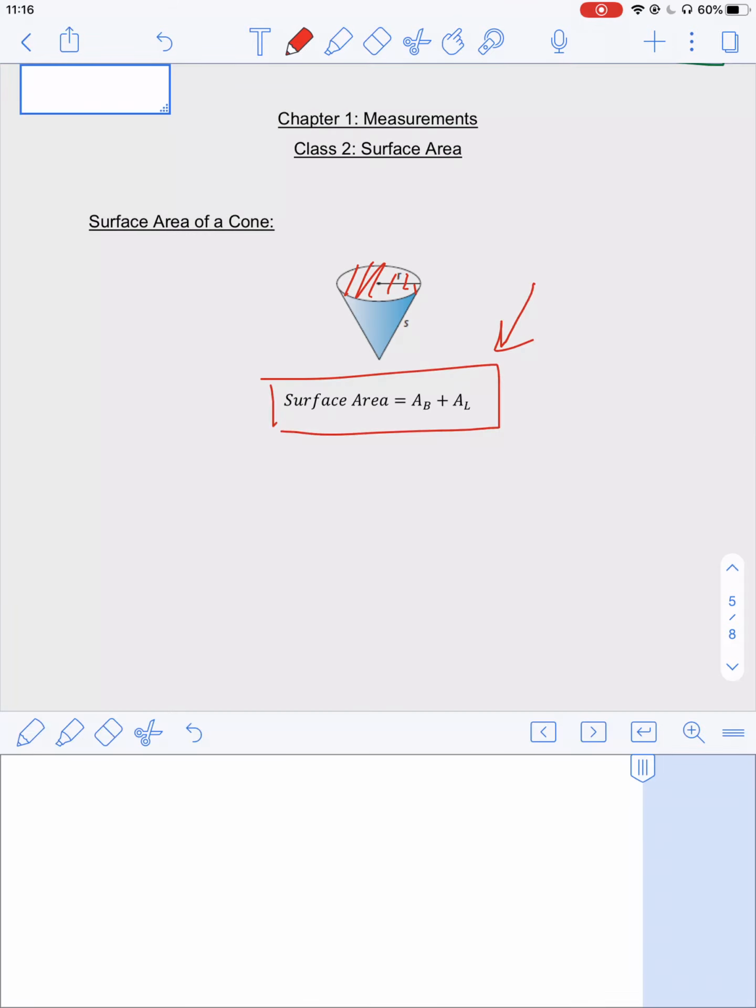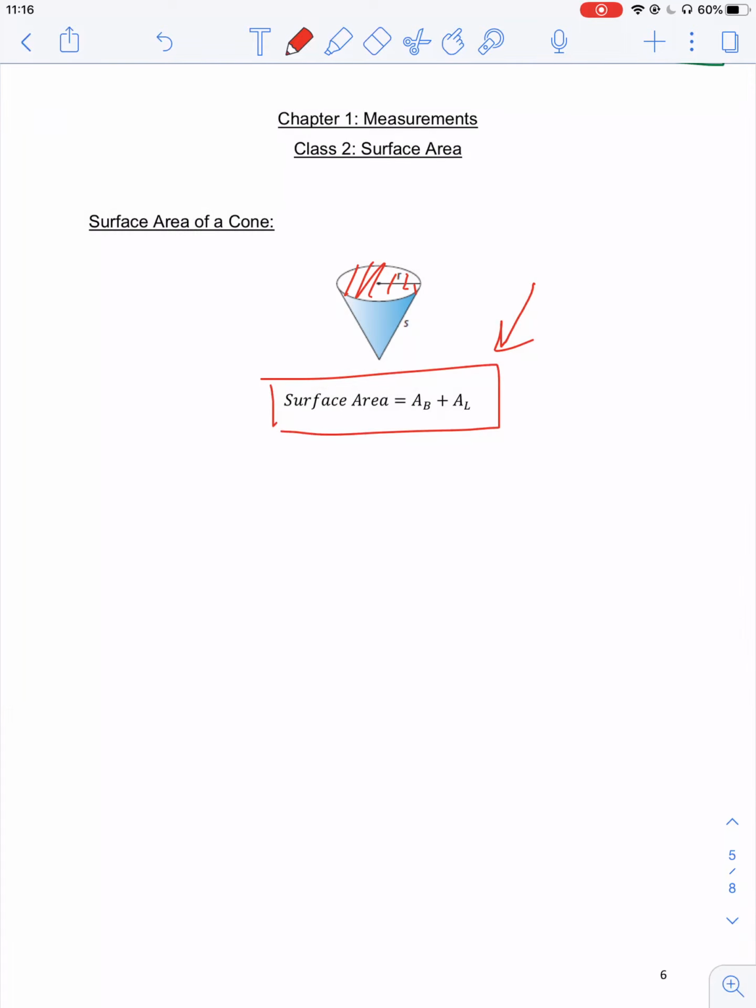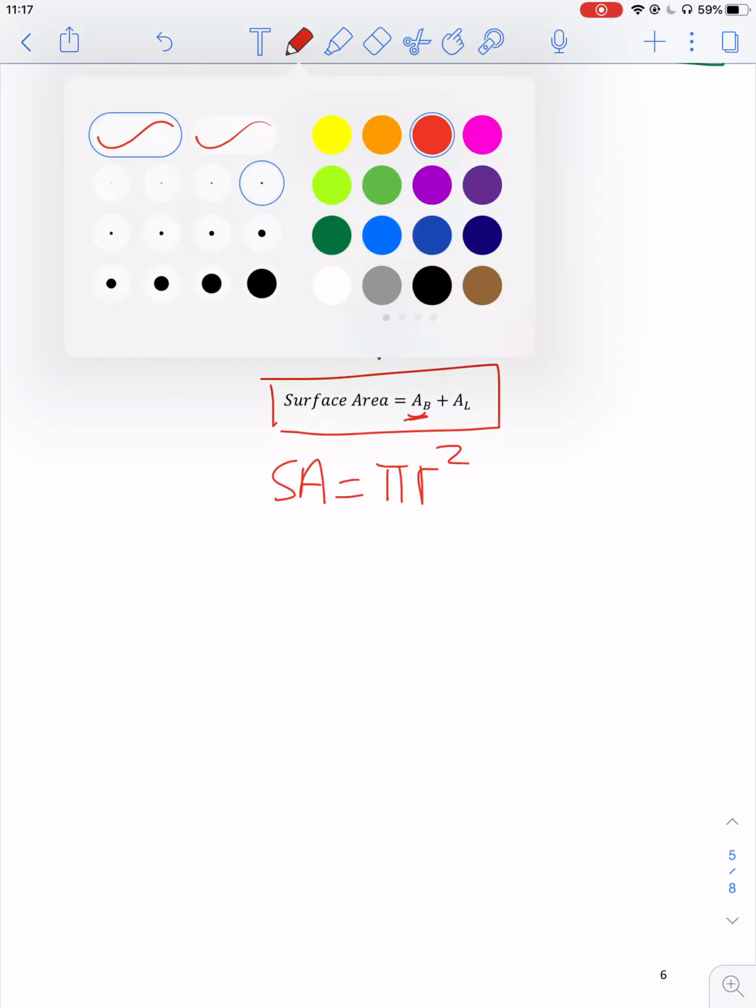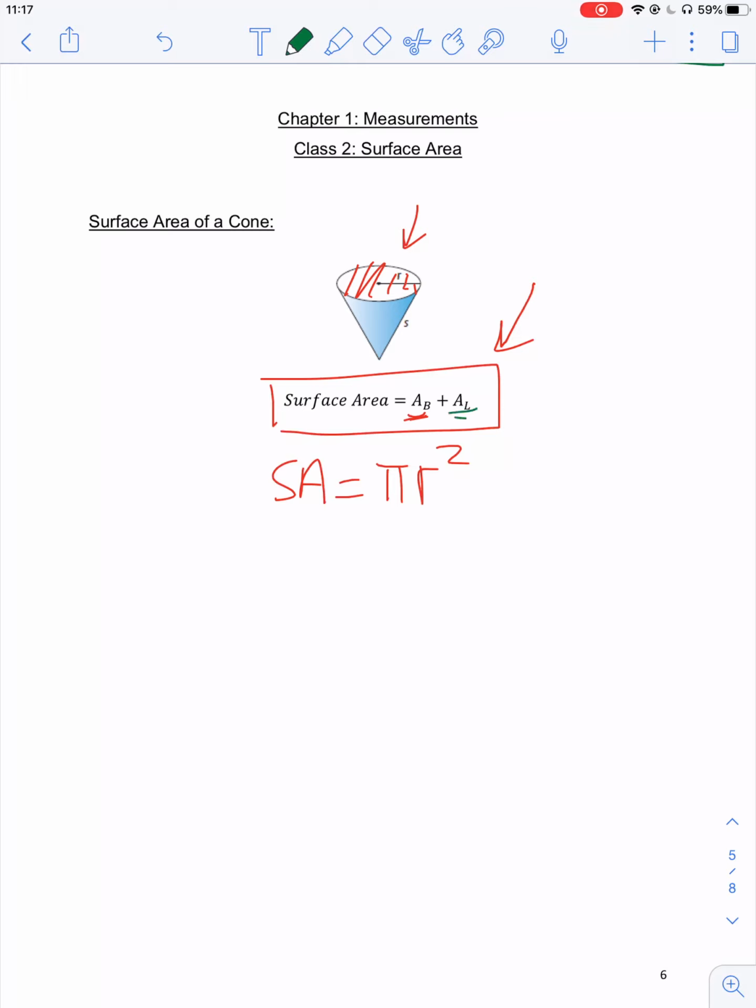So the area of the base should be fairly straightforward. The surface area is equal to, because it's a circle, my base area will be pi r squared, okay? Now the tricky part over here is, what is the lateral area? Now I'm not going to show you the proof because this will take a lot of time, but it turns out that the lateral area can be calculated using this formula: pi times r times s.